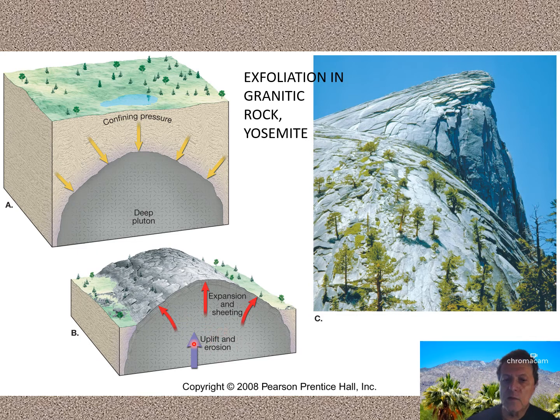And as it expands, it forms layers or sheets that are more or less concentric, like the layers of an onion. And these layers can actually peel away from each other in sheets. So the act of peeling is called exfoliation. This happens to be in Yosemite.